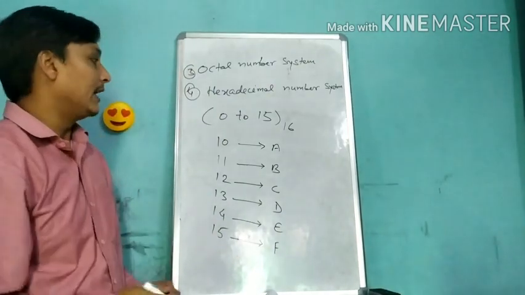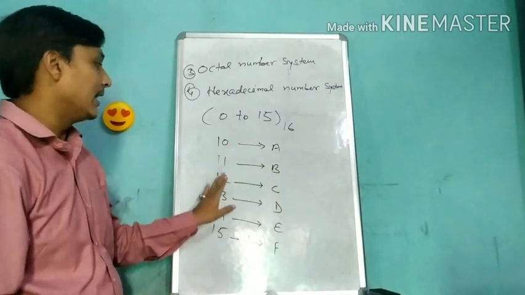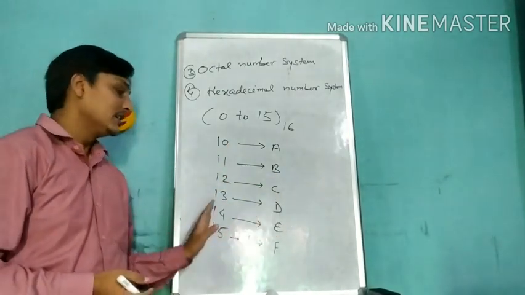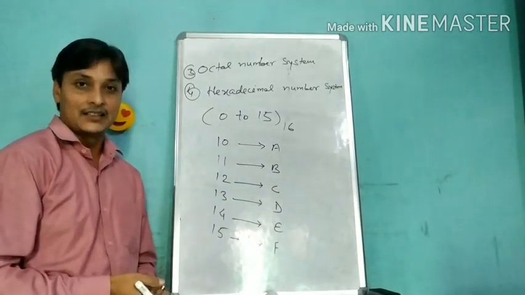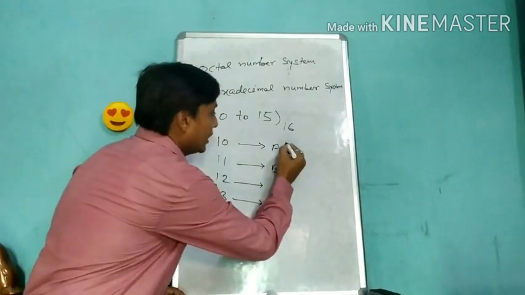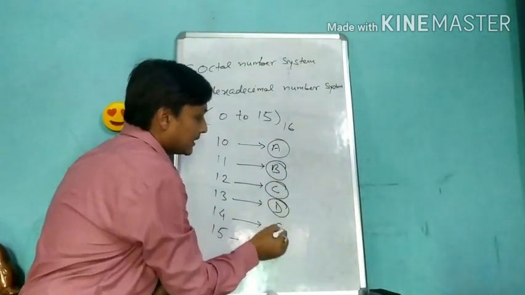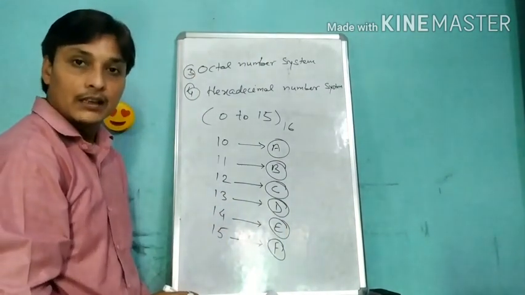You can say the value of 10 will be A, the value of 11 will be B, the value of 12 will be C, the value of 13 will be D, the value of 14 will be E, and the last one F. So here, when the value comes in 2 digits, we will represent this value in the form of alphabets.